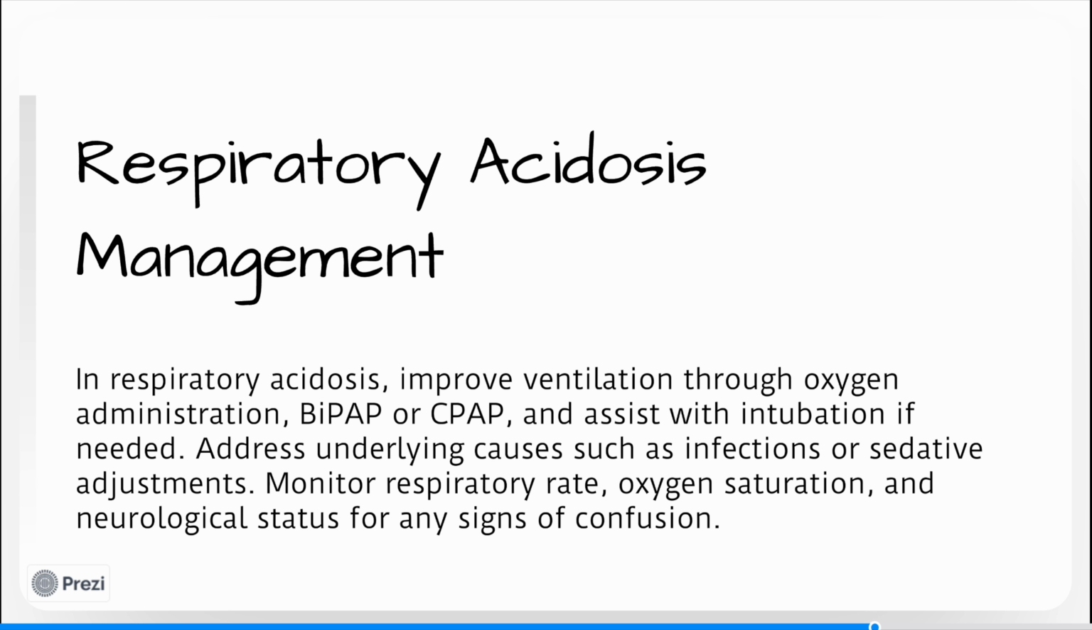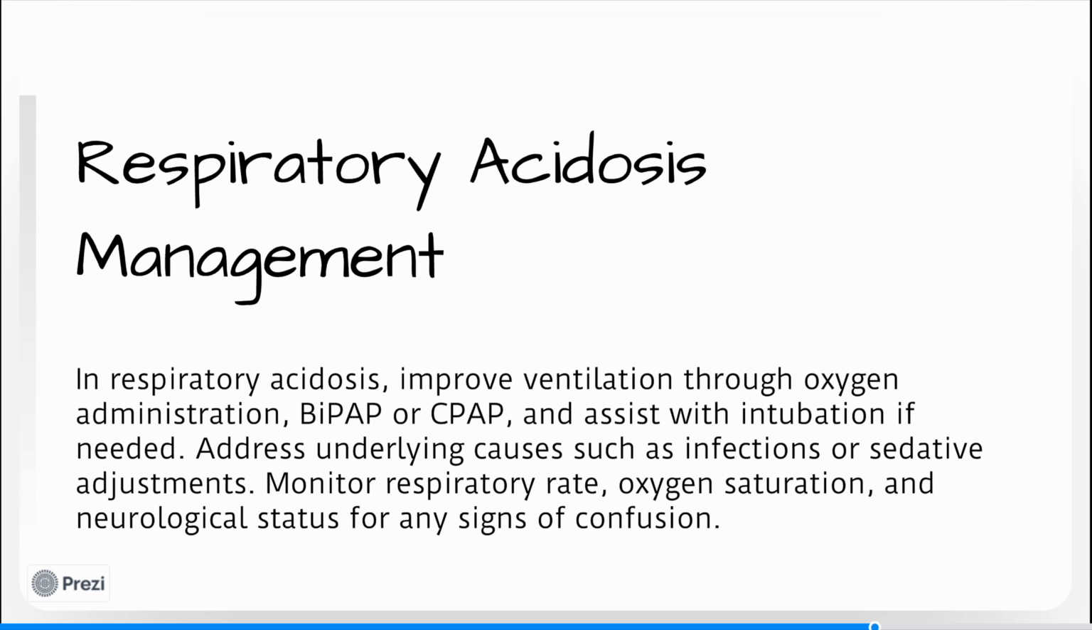We want to check respiratory rate. We want to monitor our patient, and to do that, we want to check their respiratory rate, their oxygen saturation, ABG, and neurological status for signs of confusion or drowsiness. We usually do neurological assessments on those patients who are suffering from acid-base imbalance.